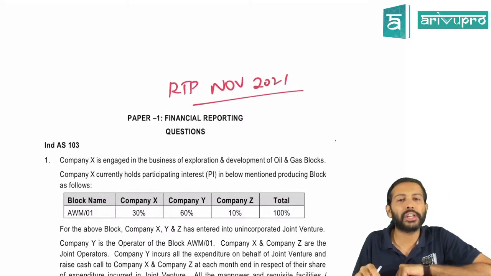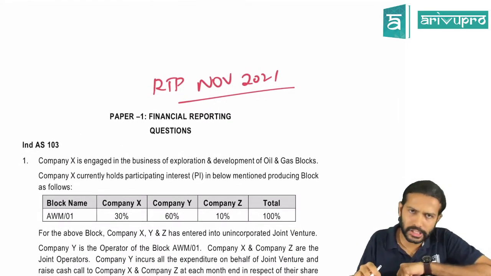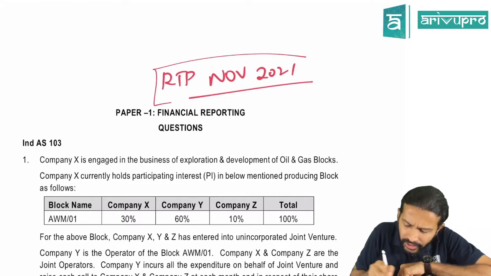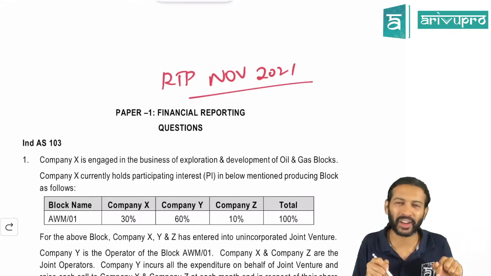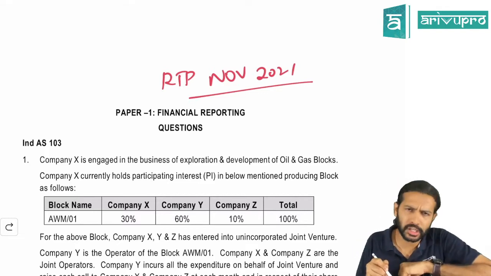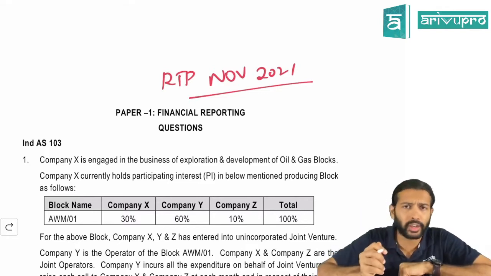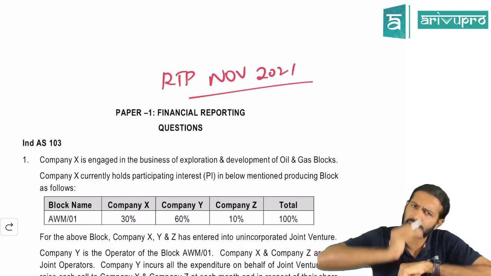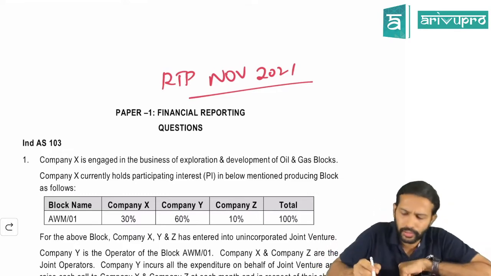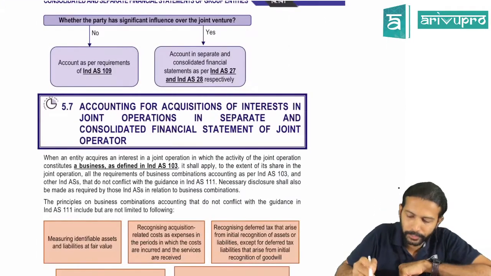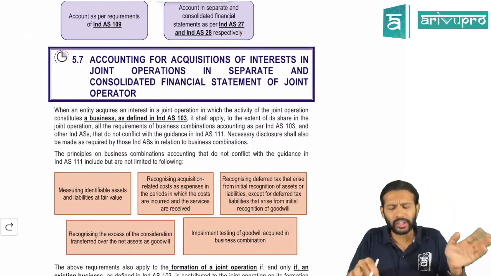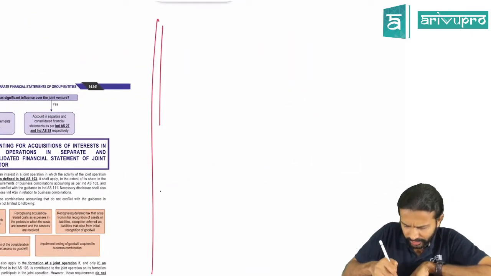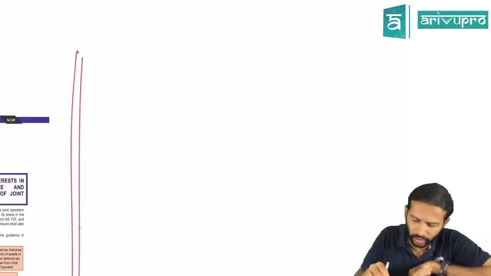In today's session, we'll be taking up one particular concept which was tested in RTP November 2021. They asked the first question in RTP 2021 relating to a particular concept in joint operations. First, let's understand the concept, then let's solve this particular question. Now, the theory aspect of that is there in our study material, so I'll try to give you a gist of what we're going to be solving.